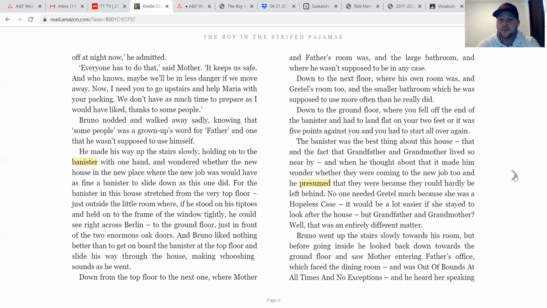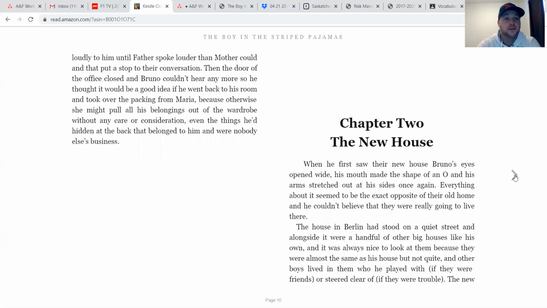Bruno went up the stairs slowly towards his room, but before going inside, he looked back down towards the ground floor and saw Mother entering Father's office, which faced the dining room and was out of bounds at all times and no exceptions. And he heard her speaking loudly to him until Father spoke louder than Mother could. That put a stop to their conversation. Then the door of the office closed and Bruno couldn't hear anymore, so he thought it would be a good idea if he went back to his room and took over the packing for Maria, because otherwise she might pull all of his belongings out of the wardrobe without any care or consideration, even the things he'd hidden at the back that belonged to him and were nobody else's business.